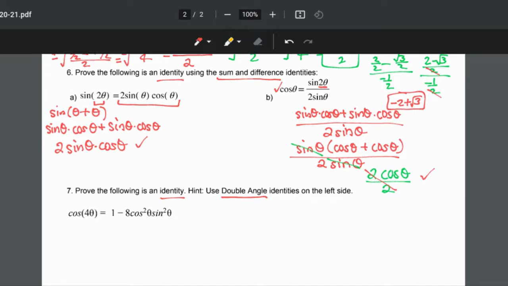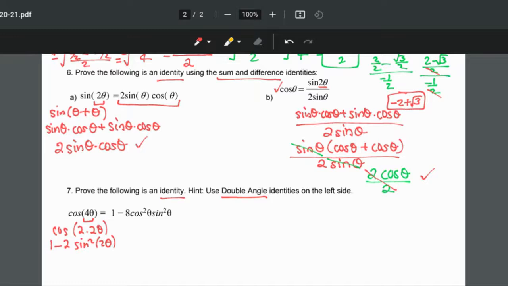Number 7, it says to use the double angle identity on the left side. So let's expand our cosine of 4 theta into 2 times 2 theta. And so what's our double angle for cosine? It can be 1 minus 2 sine squared of whatever angle it is that we're doubling, and that would be 2 theta. Okay, so now let's figure out what is sine of 2 theta.